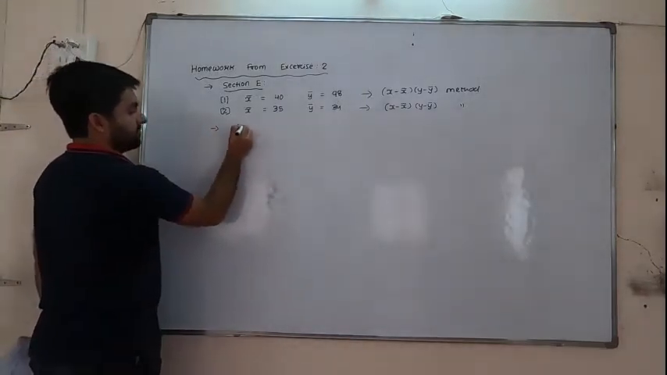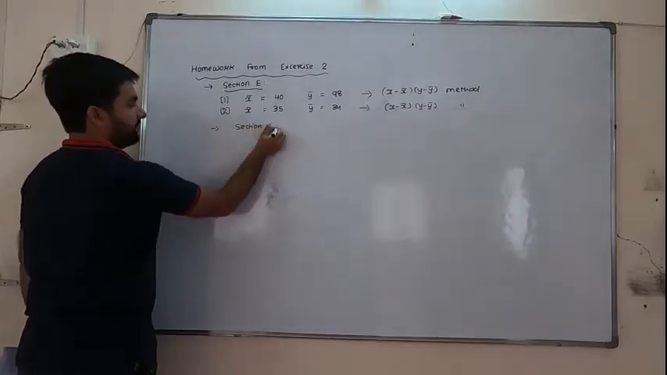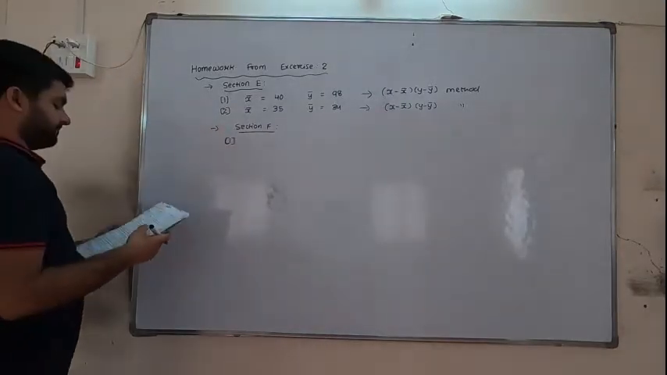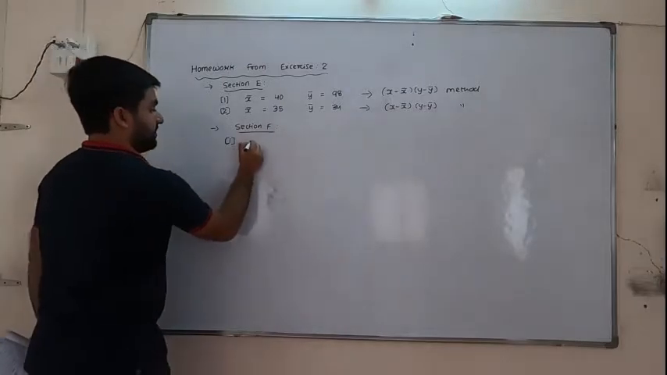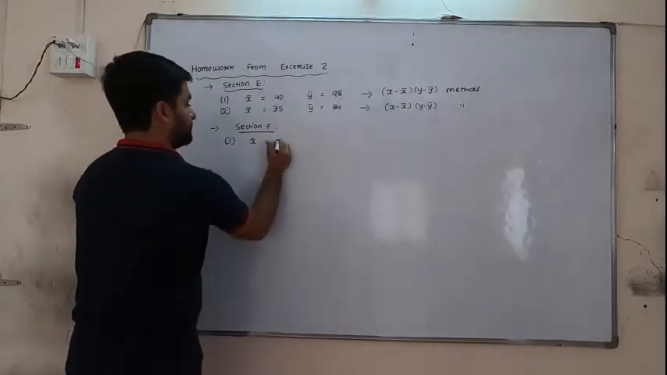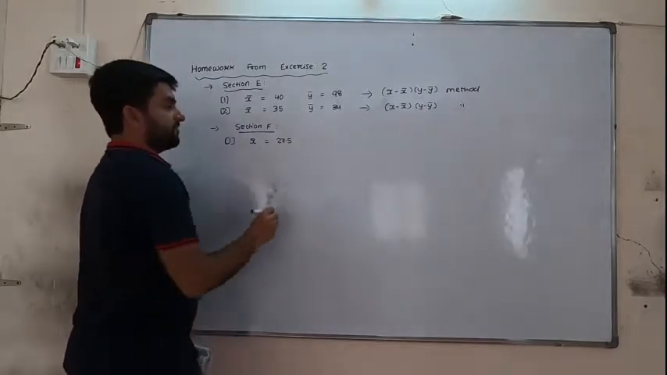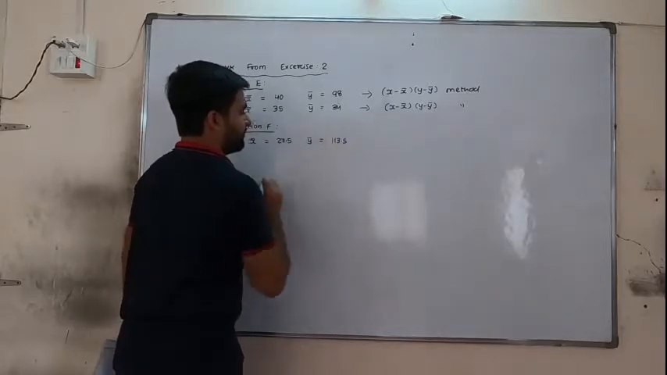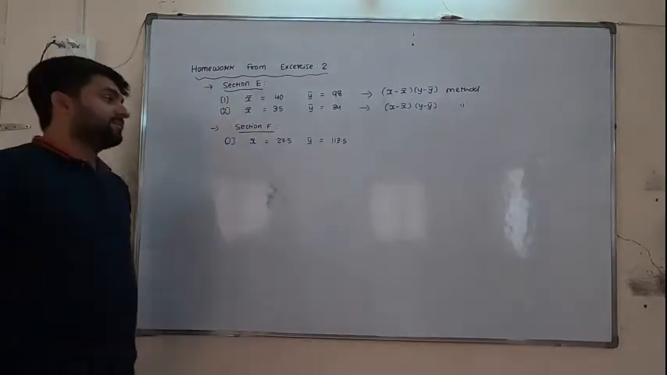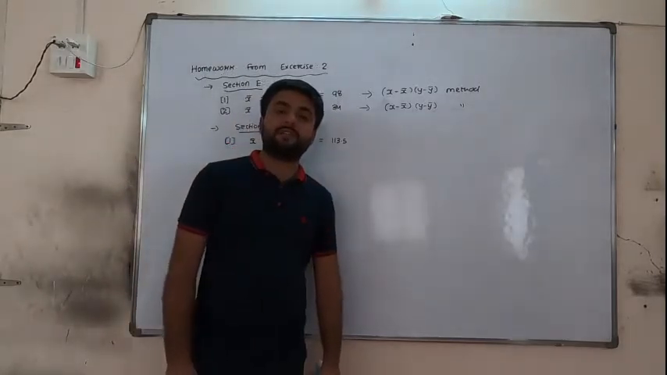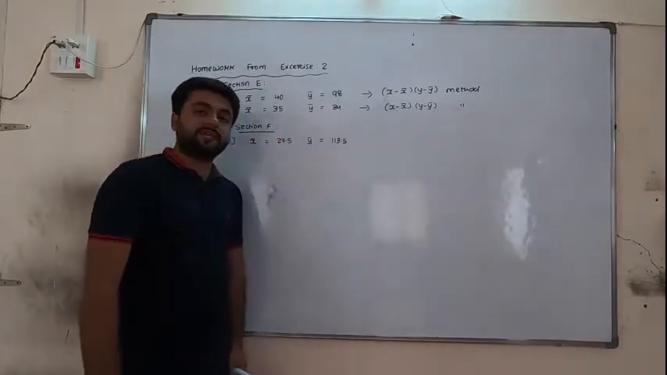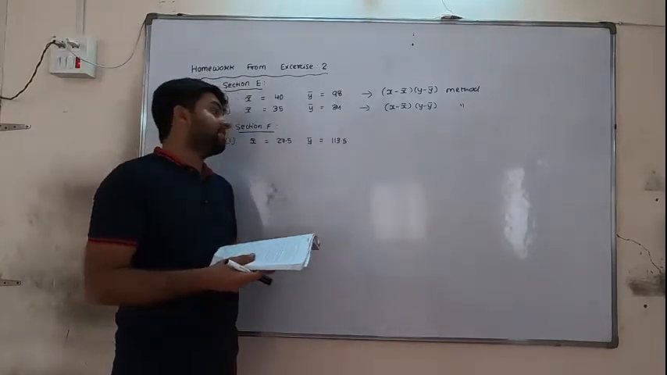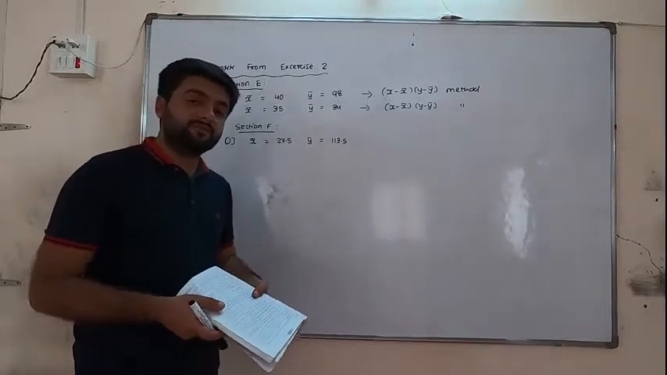Then from section F, first sum, x bar is equal to 27.5, y bar is equal to 113.5. Now friends, x bar and y bar both are in decimals. So if you want, you can use the xy method, or if you want, you can use the uv method. But as we can see, the values are large, so it is better to use the uv method.